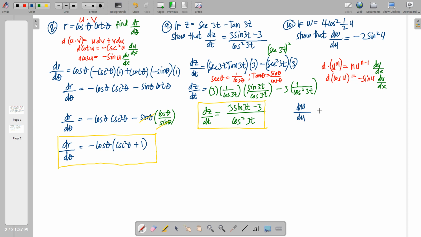We have dw over dy. Ito, u raised to n. Ang exponent natin is 2. Bring down 2. That will be multiplied to 4. Becomes 8. Just copy the function. Bawas ng isa. And then derive the inner part. The inner part is cosine.